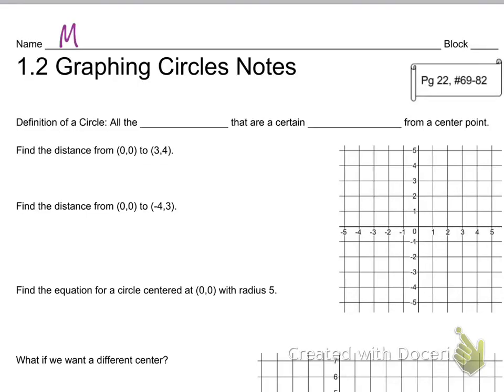Hey everyone, Mr. Newman here, and I'm going to show you guys how to find the equation and graph circles. I want to build up the intuition of this a little bit, so let's start with the definition of a circle. First of all, you might not know it, but a circle is all the points that are a certain distance from a center point. So we call that distance the radius, right? And yeah, it's all the points a certain distance from the center point.